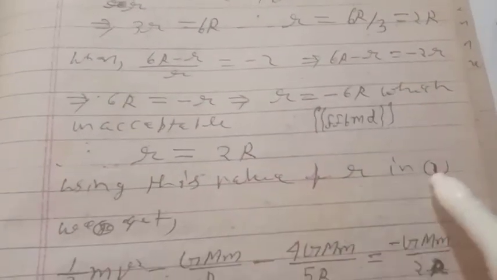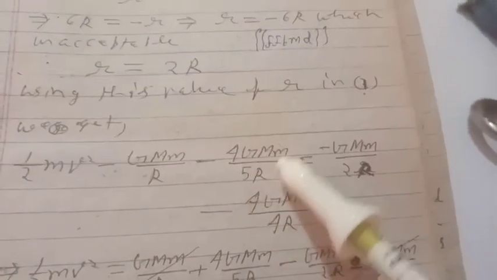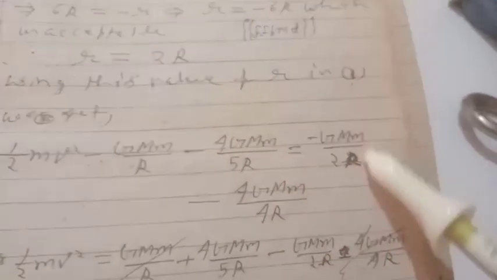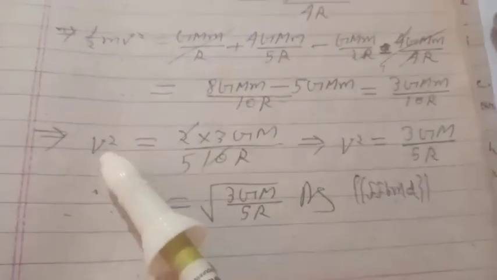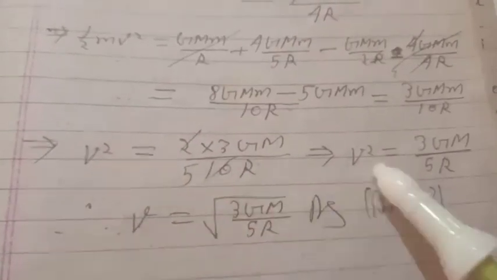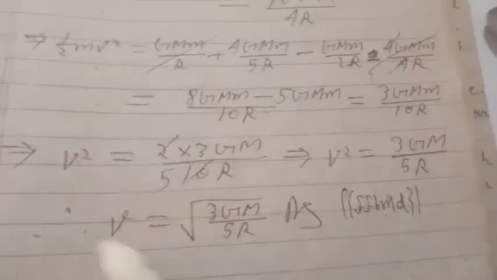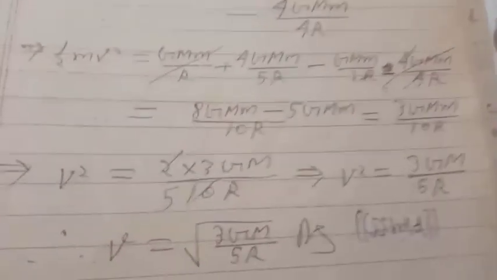Using this value of r in equation 1, we get 1 by 2 m V square minus G m m by R minus 4 G m m by 5R equals minus G m m by 2R minus 4 G m m by 4R. And solving this, the final value we get is V square equals 2 into 3 G m by 5 into 10R, so V square equals 3 G m by 5R, or V equals under root 3 G m by 5R. Answer.